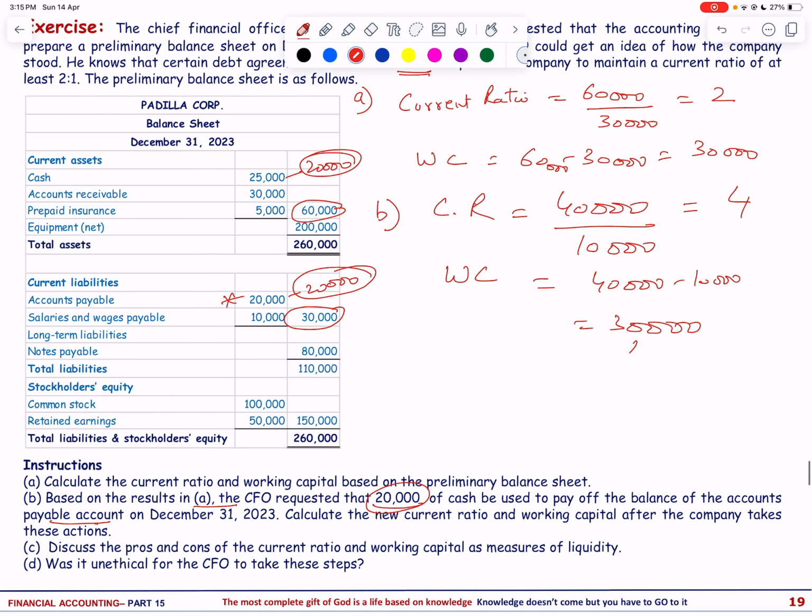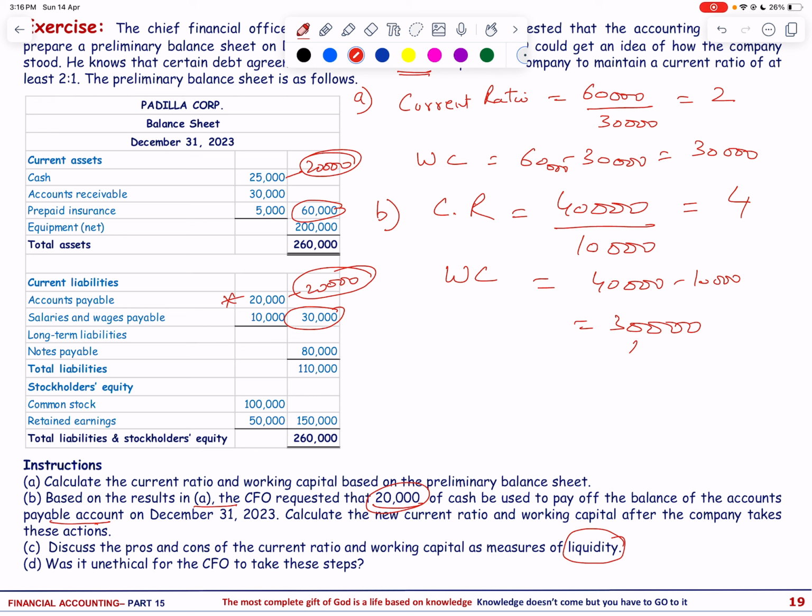Okay. Now discuss the pros and cons of the current ratio and working capital as a measure of liquidity. Liquidity shows if a company can pay its bills on time or not. Having more cash and assets than immediate debts usually means it can meet obligations promptly. Working capital and the current ratio compare assets to debts, indicating liquidity. But just having enough assets doesn't guarantee smooth payments.